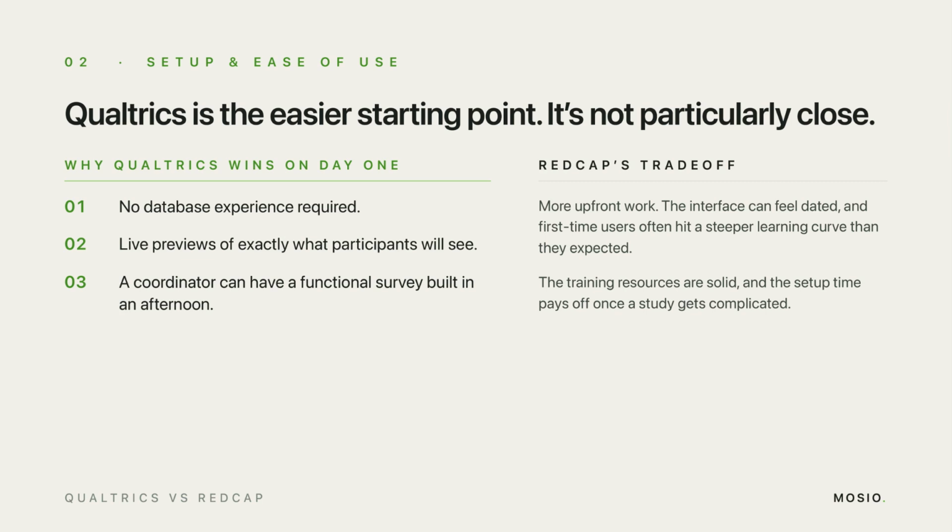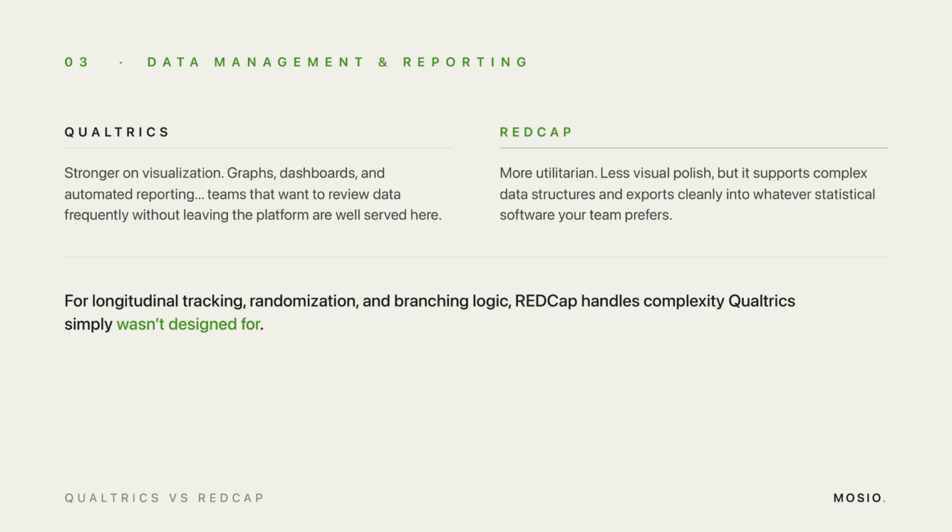Qualtrics is stronger on visualization. Graphs, dashboards, automated reporting. For teams that want to review data frequently without leaving the platform, it handles that well. REDCap is more utilitarian, less visual polish, but it supports complex data structures and exports cleanly into whatever statistical software your team prefers. For longitudinal tracking, randomization, and branching logic, it handles complexity Qualtrics simply wasn't designed for.